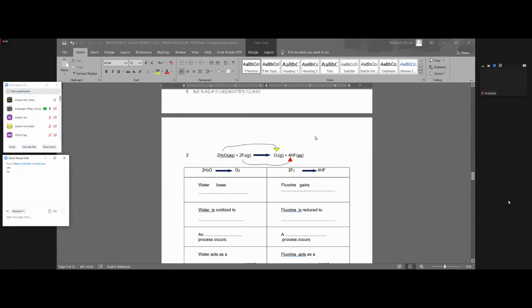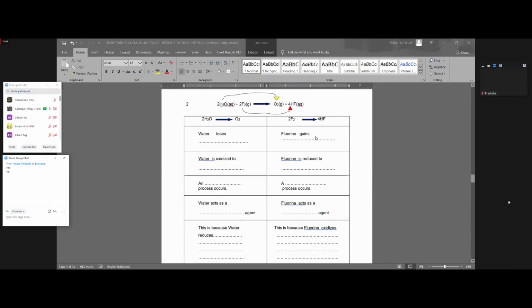Now we will do number 2. Okay, number 2, I guide you here. The only thing I'm going to put here is the process. H2O becoming O2, that means what? You lose hydrogen. When you lose hydrogen, this is oxidation. When you gain hydrogen, for F2 becoming HF, you gain. So this is reduction. I've guided you here, so now you can complete everything.